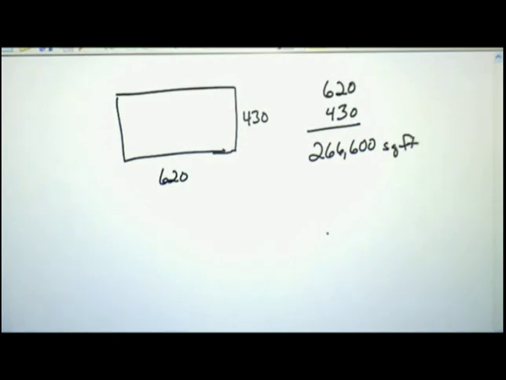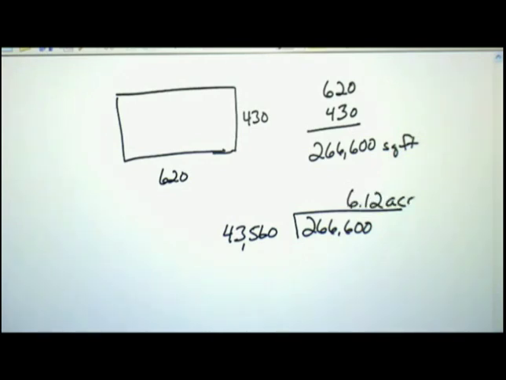Now all of my answers are in acres. So in order to convert that into acres, I need to divide my 266,600 square feet by the number of square feet per acre, which is 43,560. If I divide 266,600 square feet by 43,560, I come up with a total of 6.12 acres.